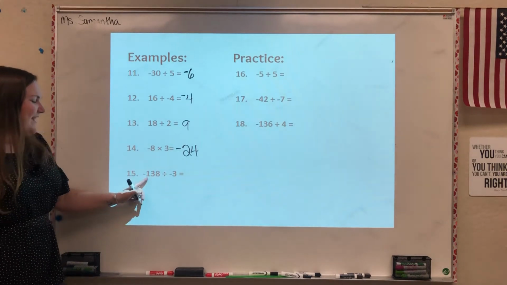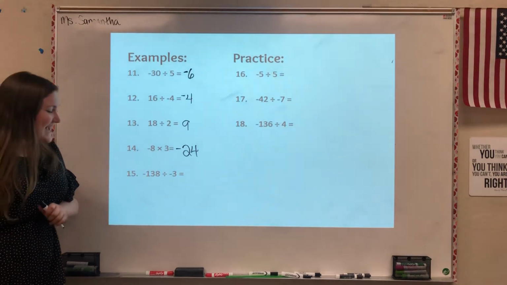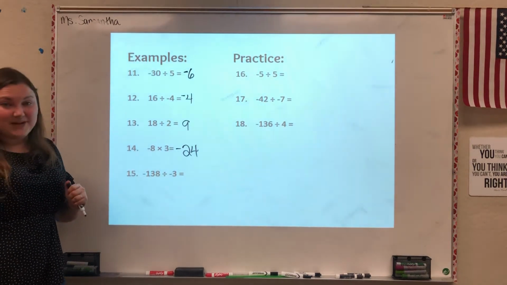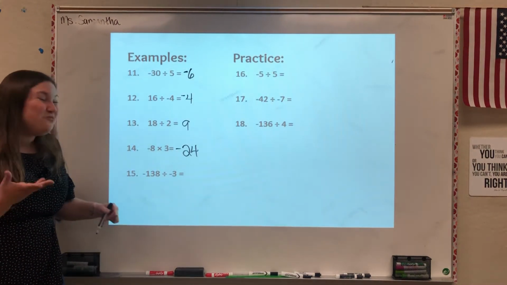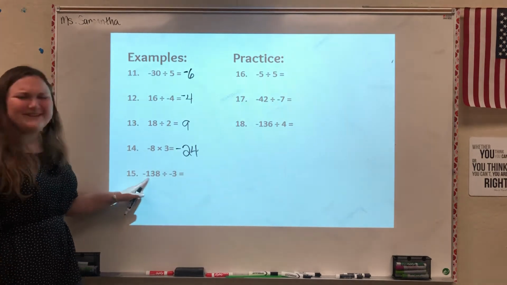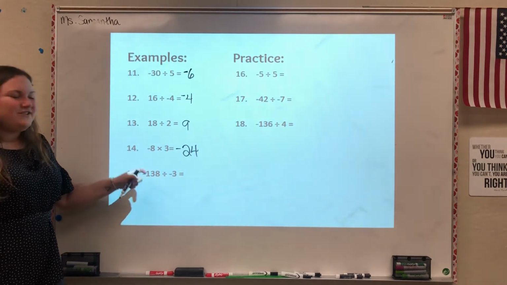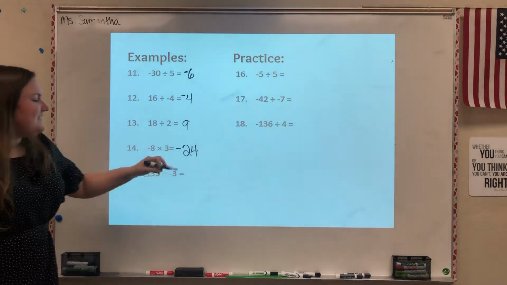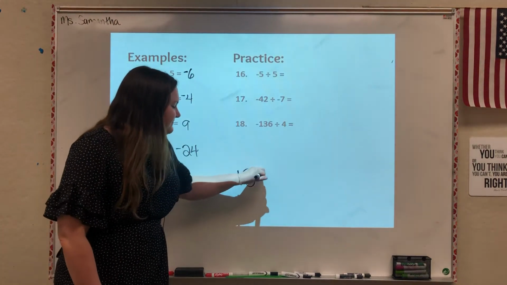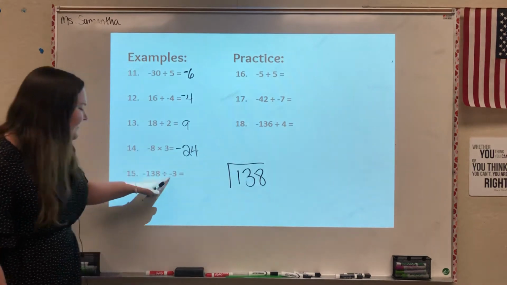There's one last one. I've got negative 138 divided by negative 3. Now this is one where the numbers have gotten a lot larger. I don't automatically know how many 3's go into 138. So this is an example of where we might need to use some long division. So I'm going to take my 138 and divide it by 3.